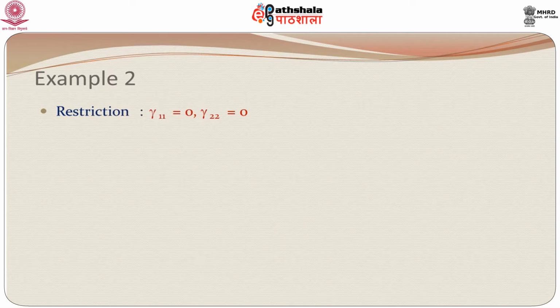Let us look at a second example. In this case, we have gamma 11 equal to 0 and also gamma 22 equal to 0. So that this x2 in the second equation is absent along with the x1 in the first equation. Now, if you just look at the conditions of the first equation as before, we have seen that this translates to F11 turning out to be 1 and F12 turning out to be 0.